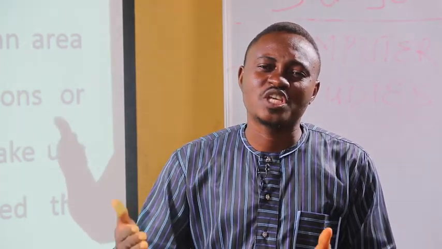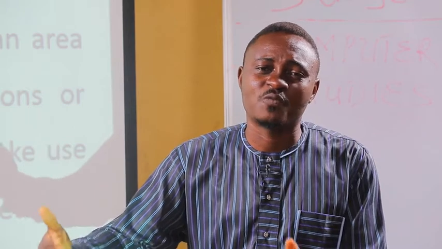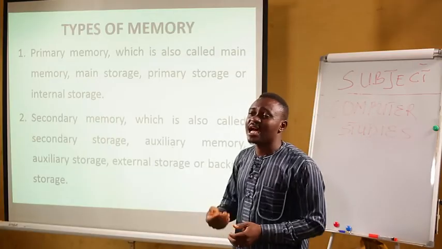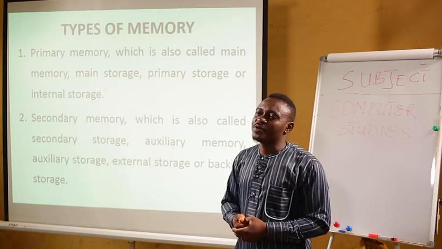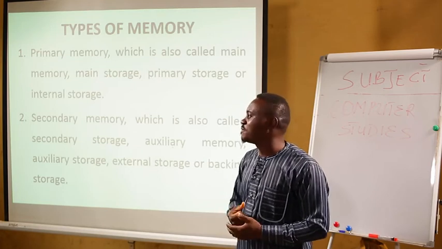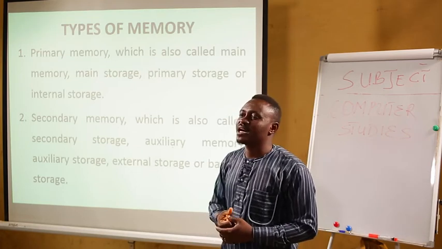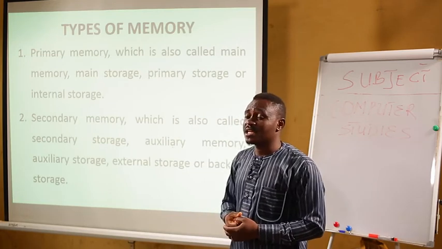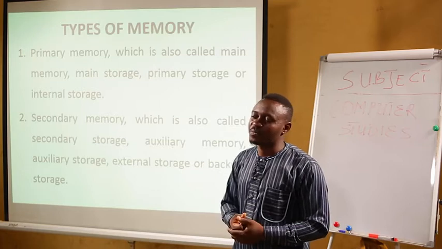So the memory is responsible for keeping a lot of processes for data processing. And that's how it goes. We would be considering types of memory. We have basically two types of memory in the computer system. First, we have the primary memory, and secondly, we have the secondary memory.